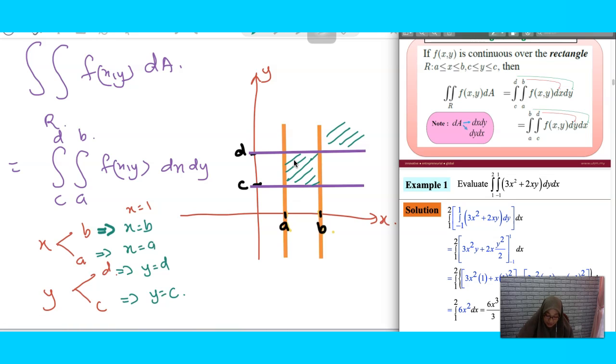So in this case, this is your region, which is bounded by all these four lines. That's why when all your limits here are constant, the region should be a rectangle.